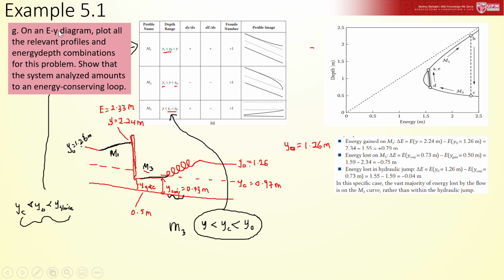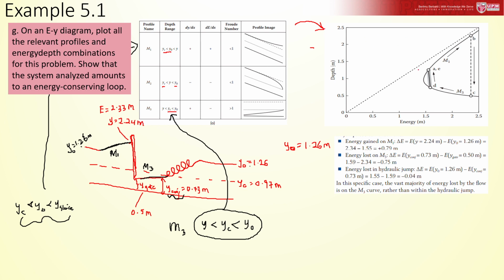On an EY diagram, plot all the relevant profiles and energy depth combinations for this problem. Show that the system analyzed amounts to an energy conserving loop. Okay, so for this question, this is the answer from the textbook for question G.